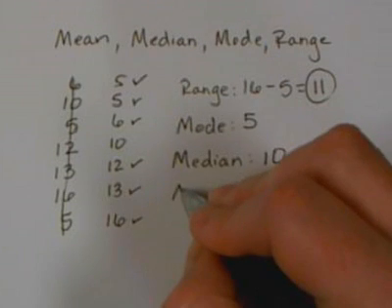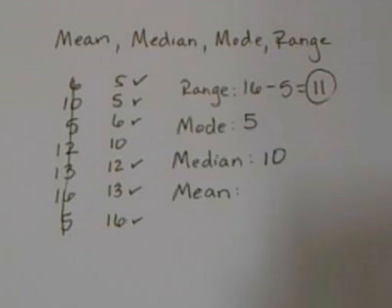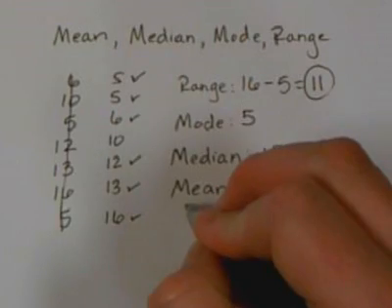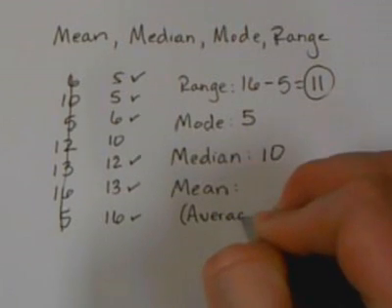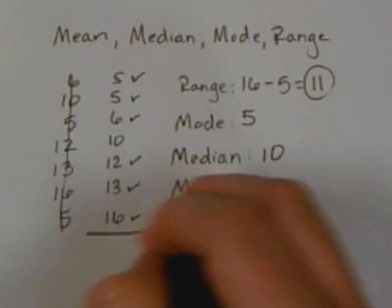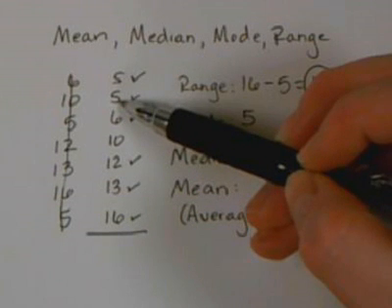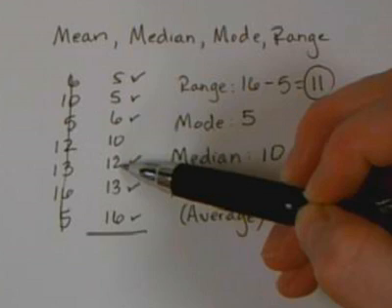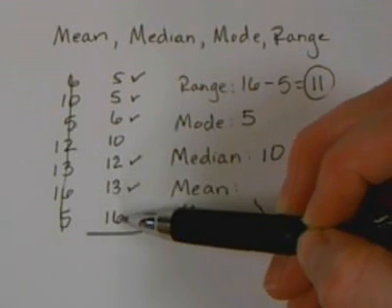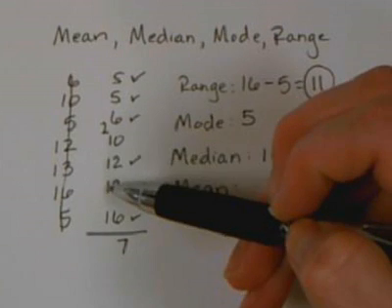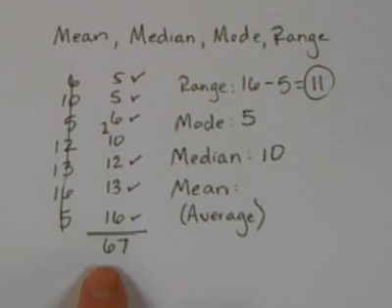Last thing we're going to do is find the mean, and this one takes a little bit longer than the rest. That mean old math teacher wants to give me an average. So mean and average are synonyms. The first thing that we're going to do is add up all of our numbers to get a total. 5 plus 5 is 10, plus 6 is 16, plus 12 is 28, plus 13 is 41, plus 16 is 57... So my total is 67.